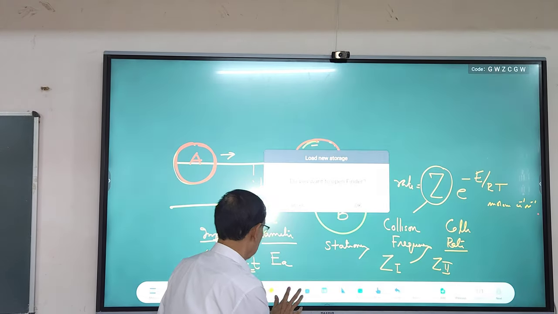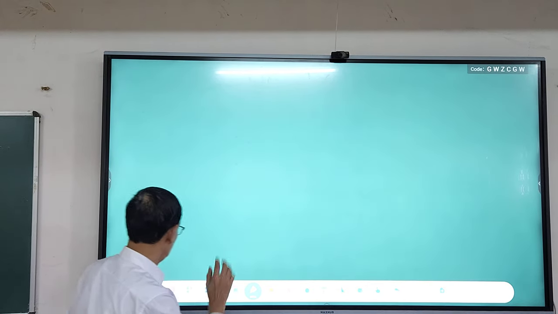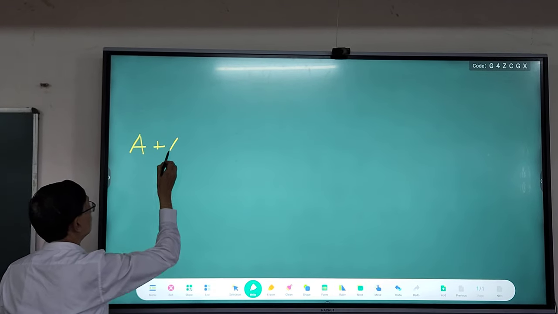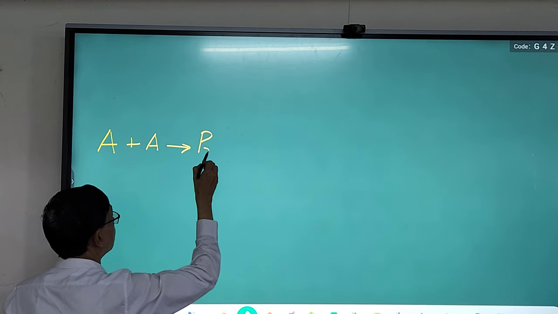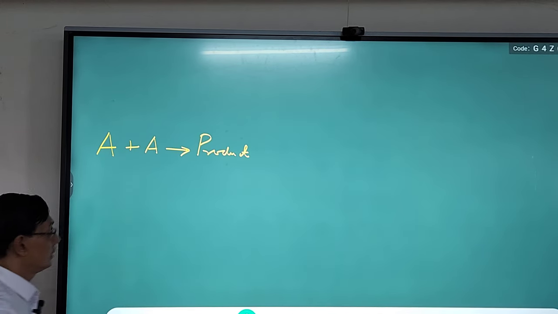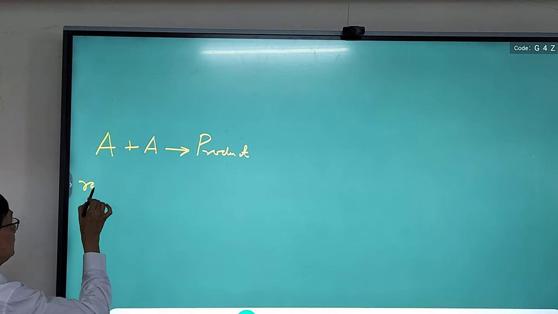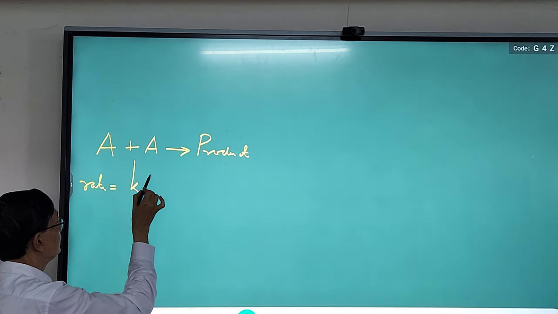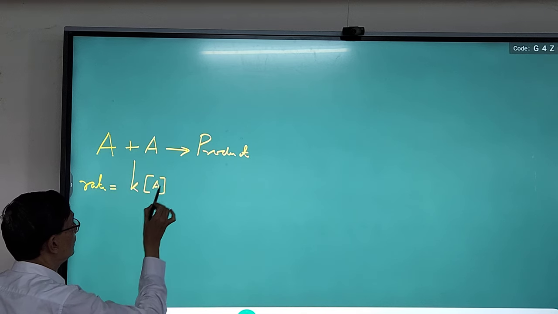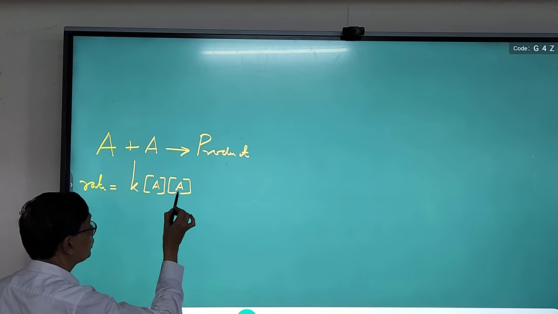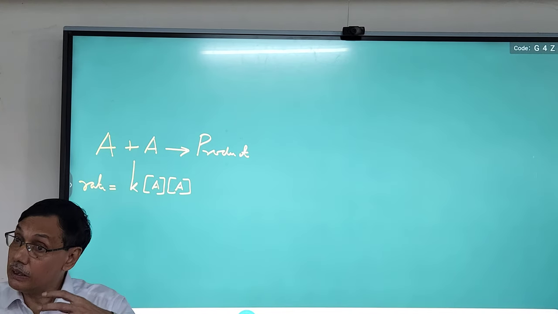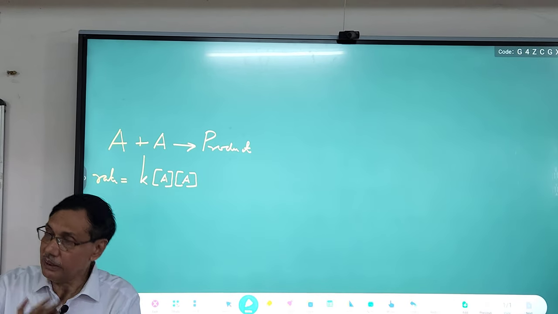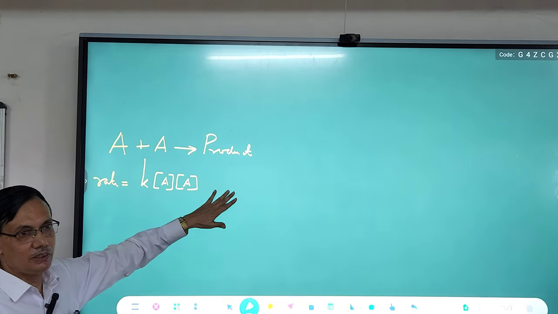Let me derive it. Last derivation. Suppose I am taking a simple molecule today, not complicated. A plus A gives product. We will take only 2 minutes. So rate, in normal cases, you know, is a bimolecular reaction: rate is equal to k [A][A]. I am solving, again and again I am repeating, for identical molecules, not dissimilar molecules. The derivation for dissimilar molecules is slightly different. So I am using the very simple one from the examination point of view.